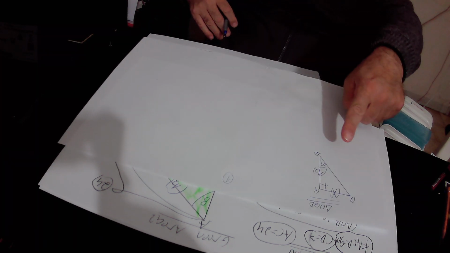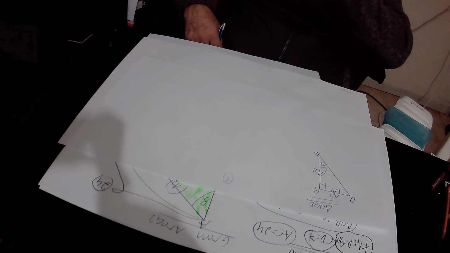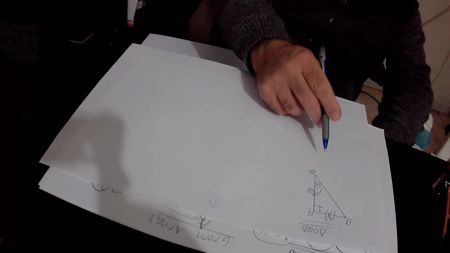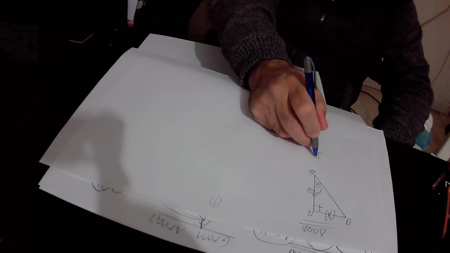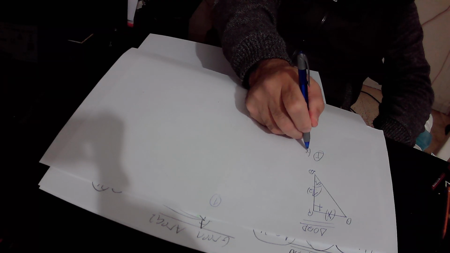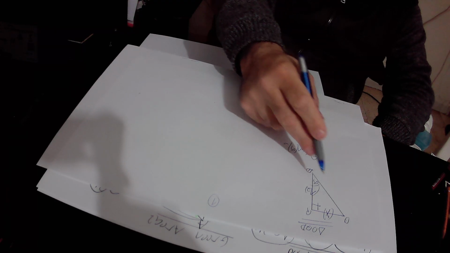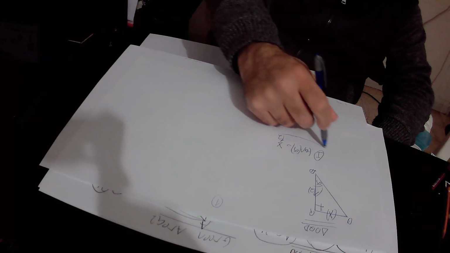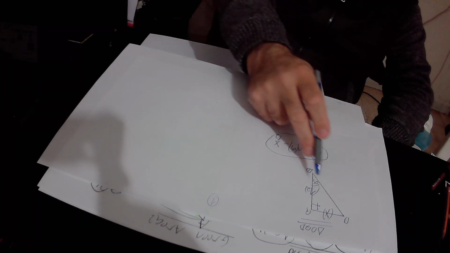So this is the right triangle OQD that I copied from the original drawing. And in this right triangle OQD, tangent alpha equals x over 12. Repeat again, in this right triangle OQD, tangent alpha equals x over 12.